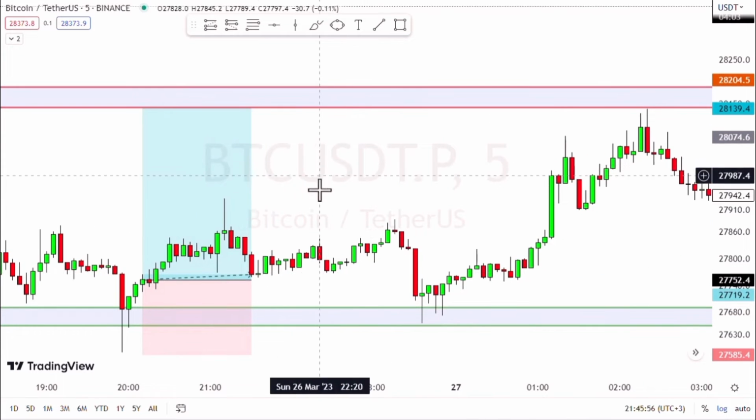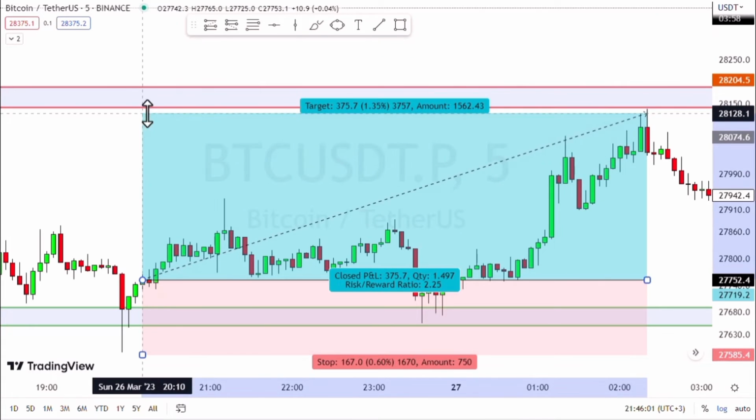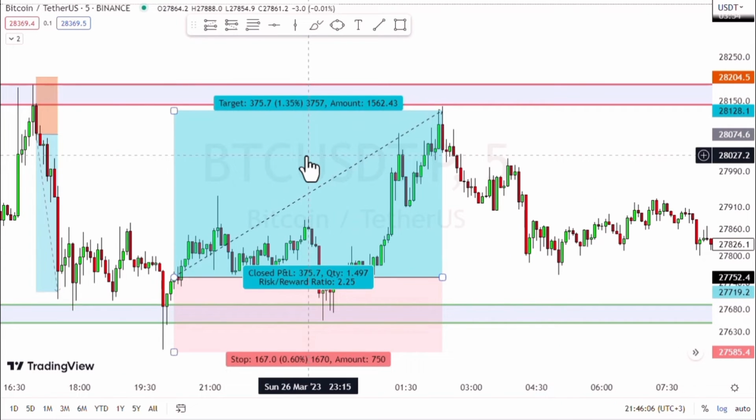And did the price hit our target? Yes, it did. Just beautifully like that. It hit our target like that, and it was another 1.35% of profit. With 10x leverage, it was like 13.5% profit.